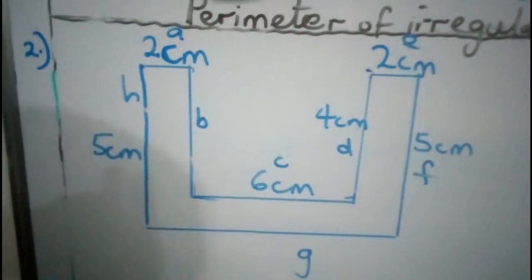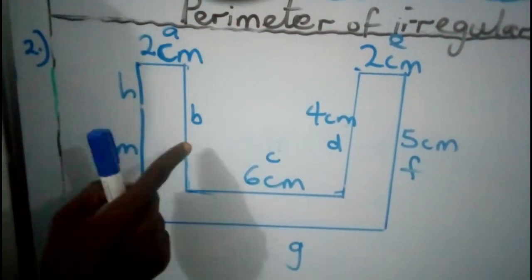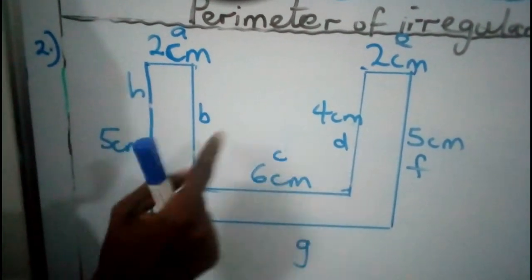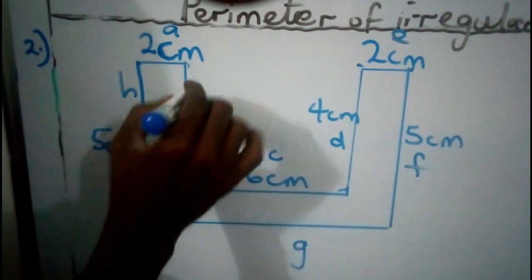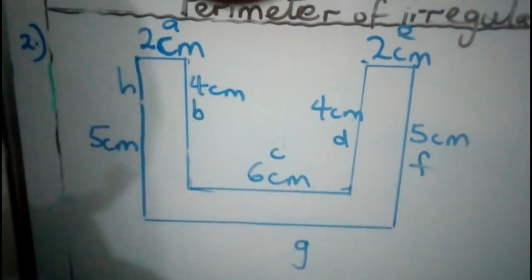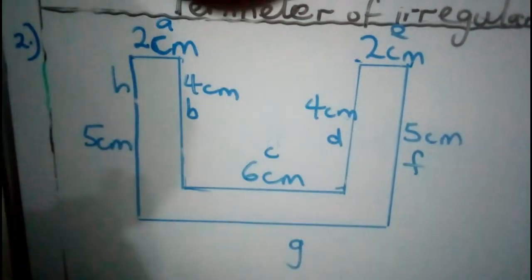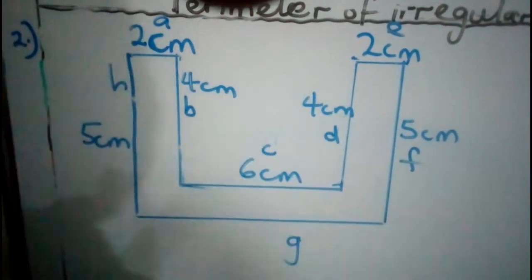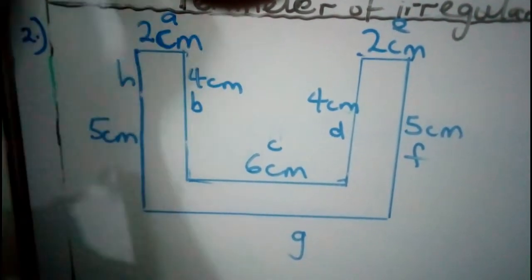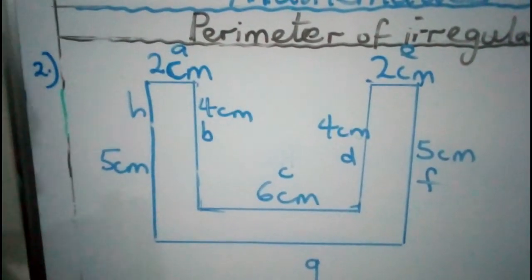Okay? So let's check out for all the sides. Our A, we have it, is 2 centimeters. Our B is not here, but B and D, they are the same. Okay? You can see their length. So D is 4 centimeters, that means our B is 4 centimeters. So we have our B. Our C is 6 centimeters. D is 4 centimeters. E is 2 centimeters. F is 5 centimeters. G we do not have. H is 5 centimeters. So all we need to find is our G. That is unknown, isn't it?